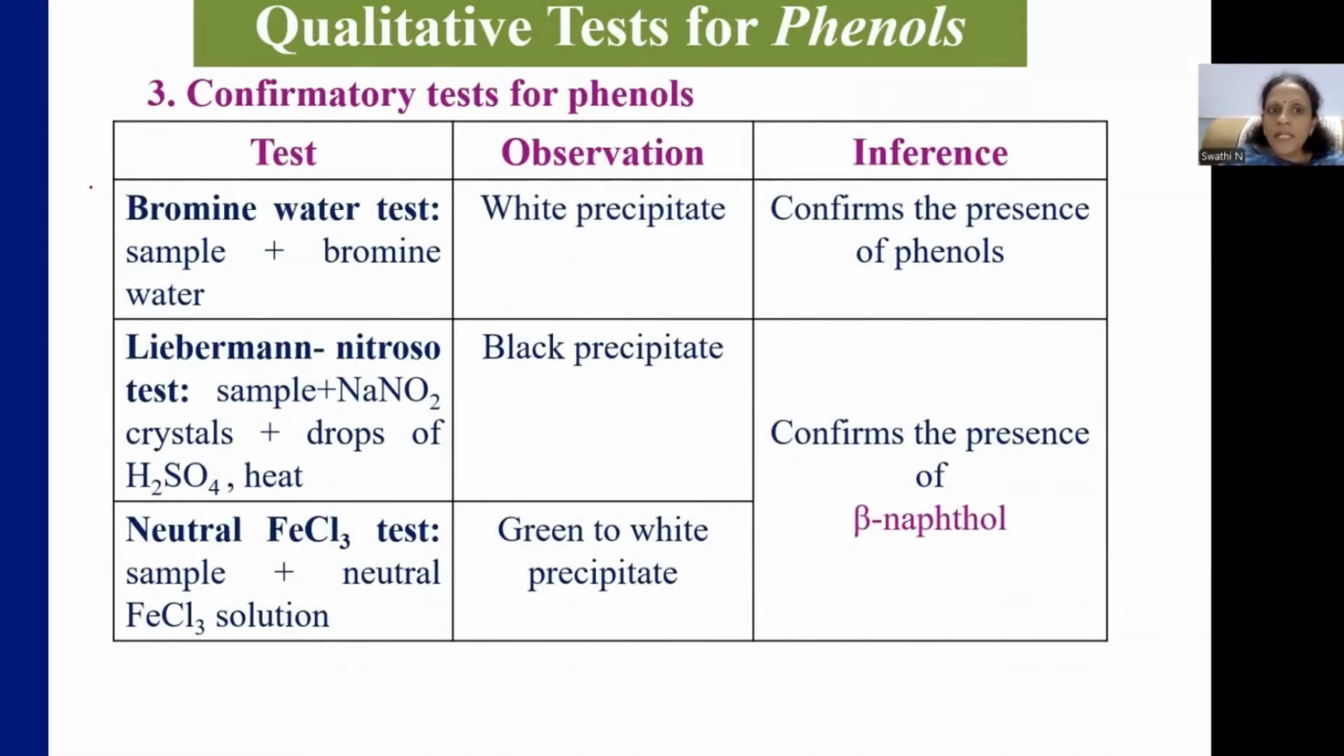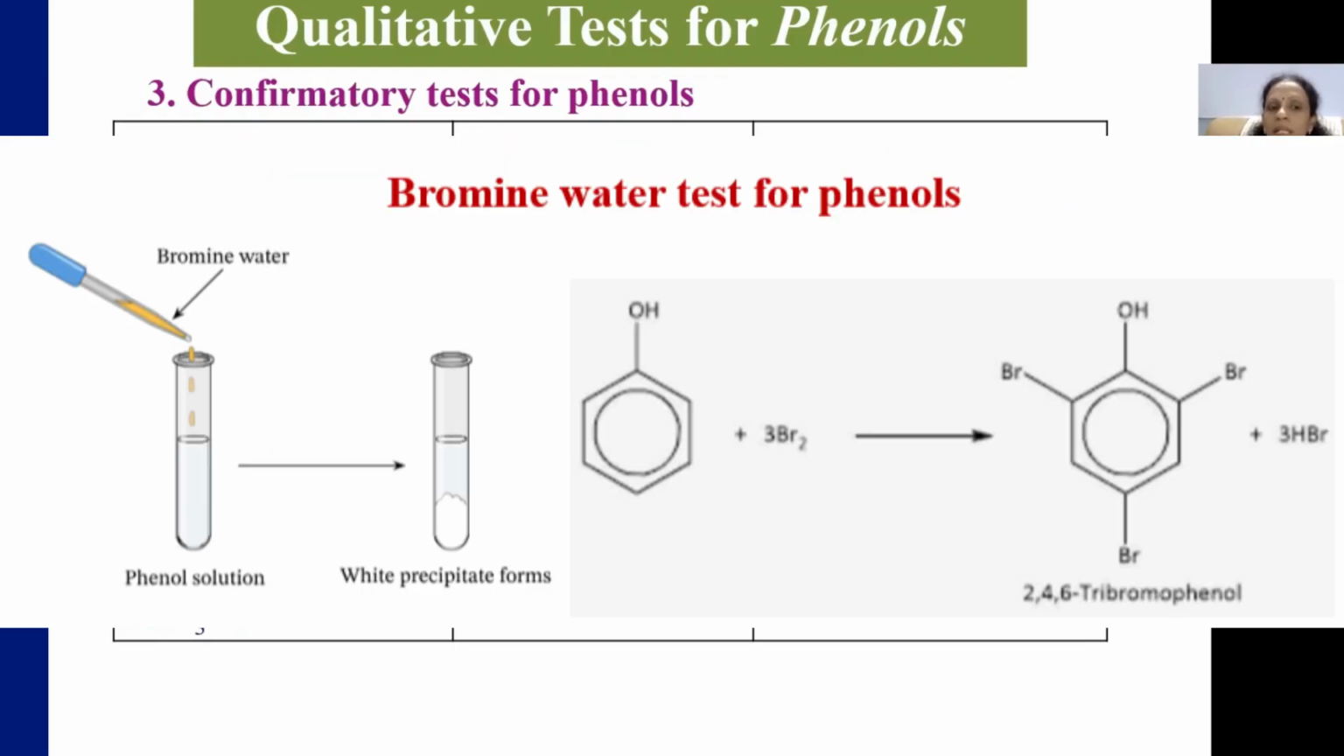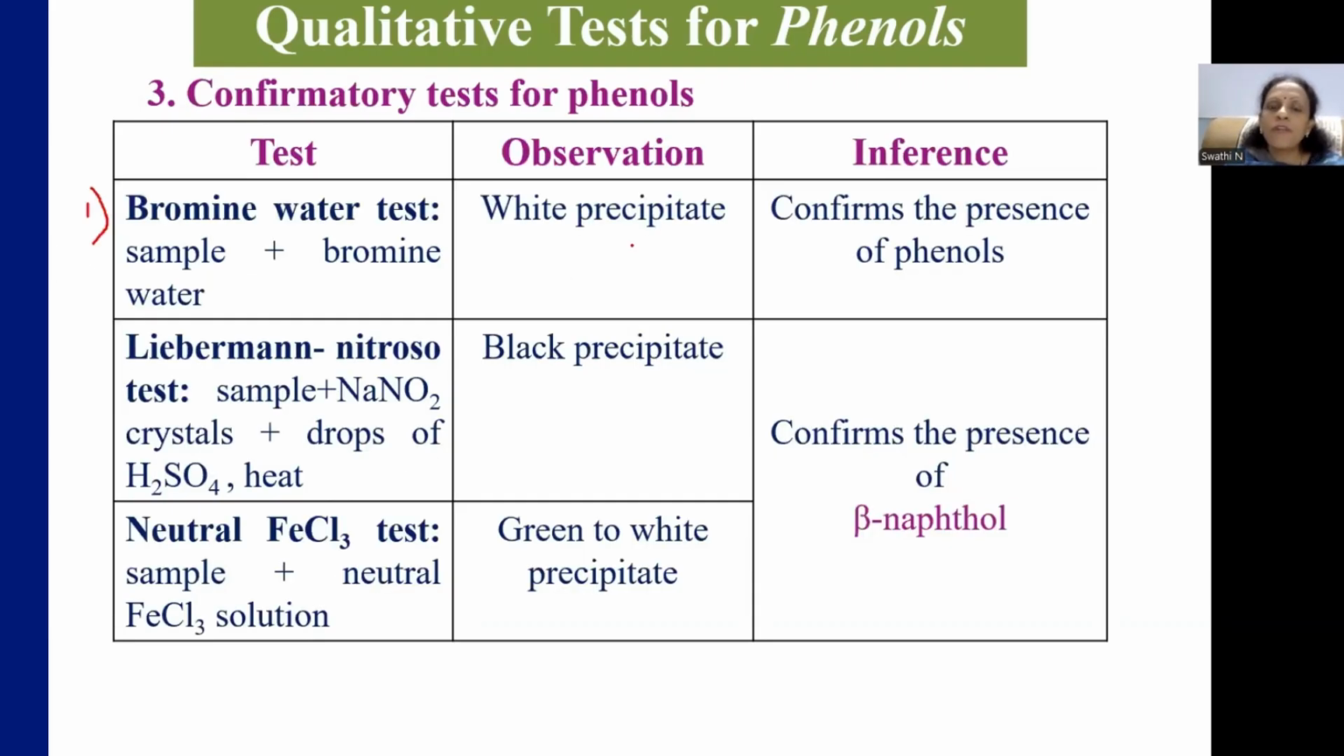The first confirmatory test is known as the bromine water test. This bromine water test will be positive both for phenols as well as beta-naphthol. When a sample containing a phenolic substance is added to bromine water, there will be formation of a white precipitate. It is because of the formation of a tribromophenolic derivative, which is white in color. So this confirms the presence of a phenolic compound in the given sample.